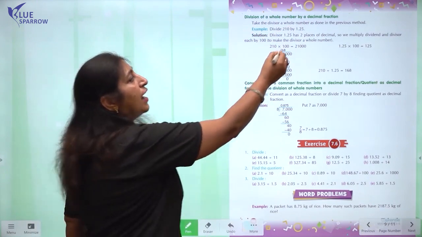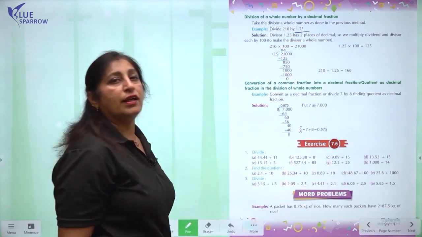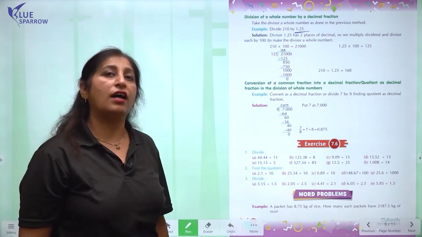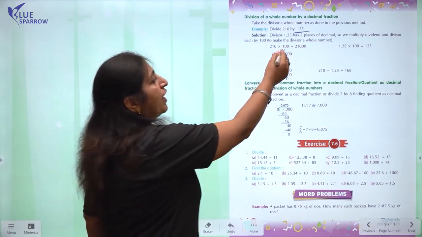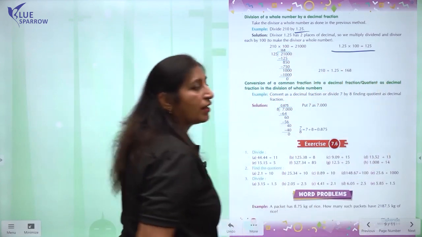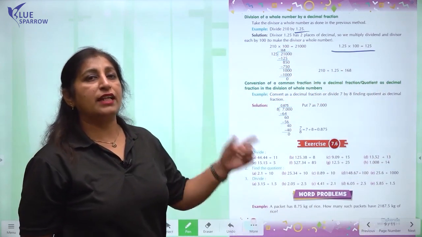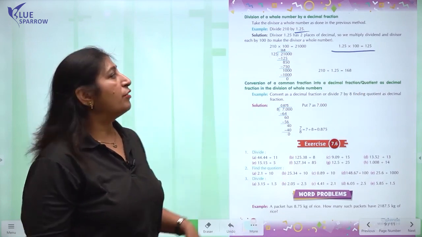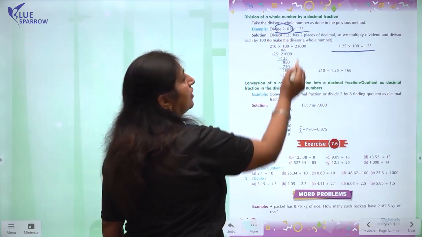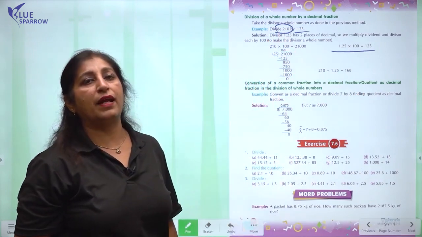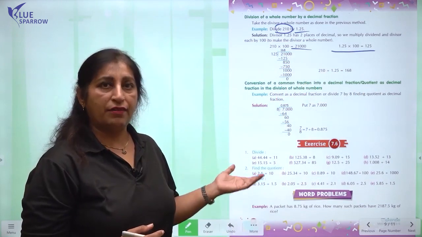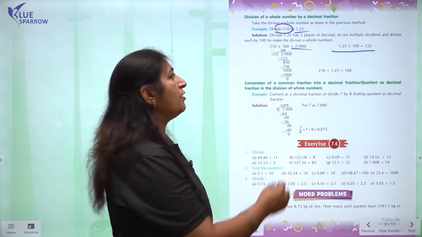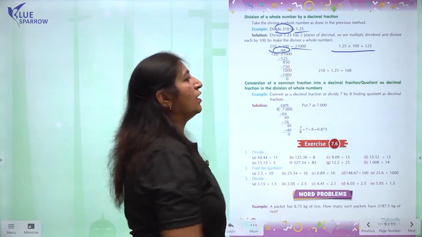And here you can see that the decimal places are 2. It means you would multiply it with 100 to convert it into a whole number. 1.25 multiplied by 100 gives us 125, and at the same time before division we would multiply the dividend with 100, and 210 multiplied by 100 gives us 21,000. Now we would divide 21,000 by 125, and the answer is 168.